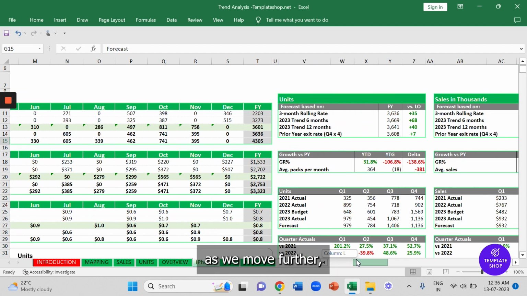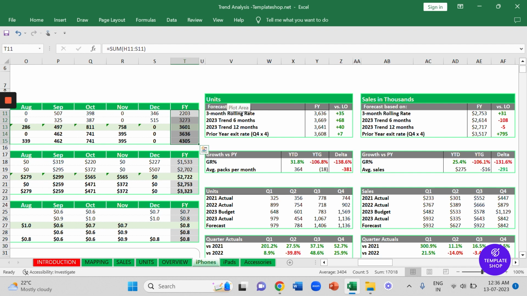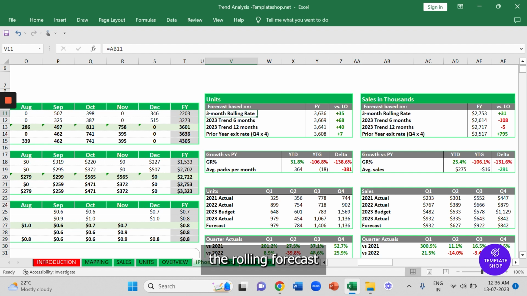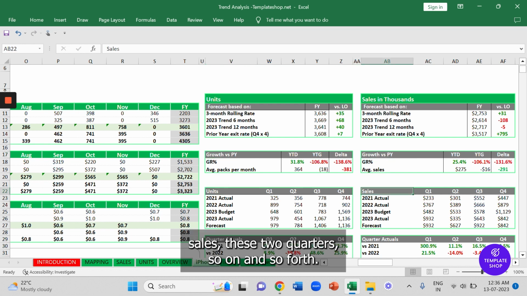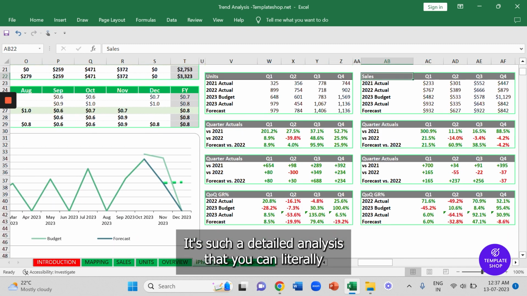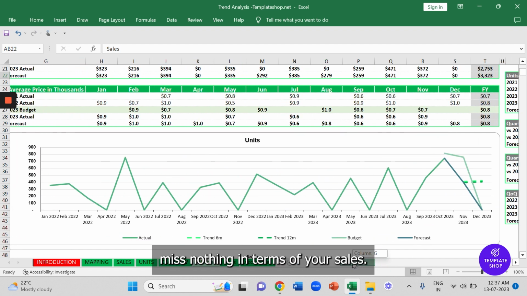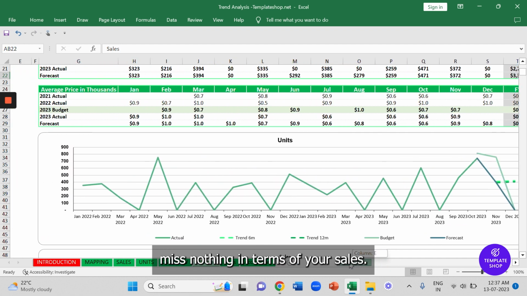As we move further, we get the summation of the entire financial year based on units, the rolling forecast, sales in thousands, the growth for each, the number of units, the sales based on quarters, so on and so forth. It's such a detailed analysis that you can literally miss nothing in terms of your sales.